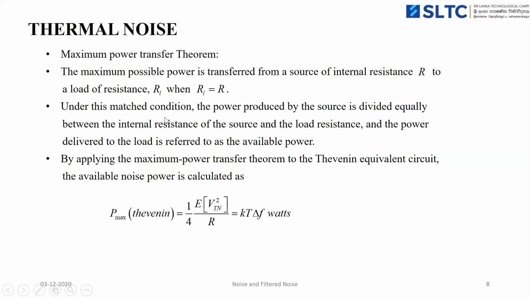By applying this maximum power transfer theorem to either the Thevenin equivalent circuit or Norton equivalent circuit, we can find the available noise power across the resistor. The formula for the maximum power across the resistor using Thevenin theorem is 1/4 expectation of VTN squared by R. After substituting the mean square value of the noise voltage generator, that is expectation of VTN squared, finally we get the available noise power across the resistor equal to kT del F watts.